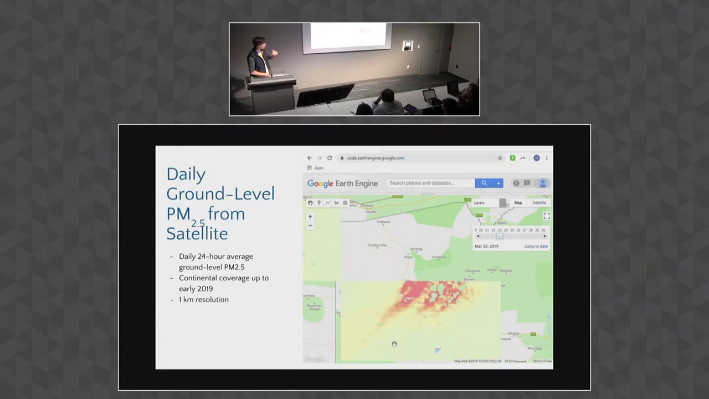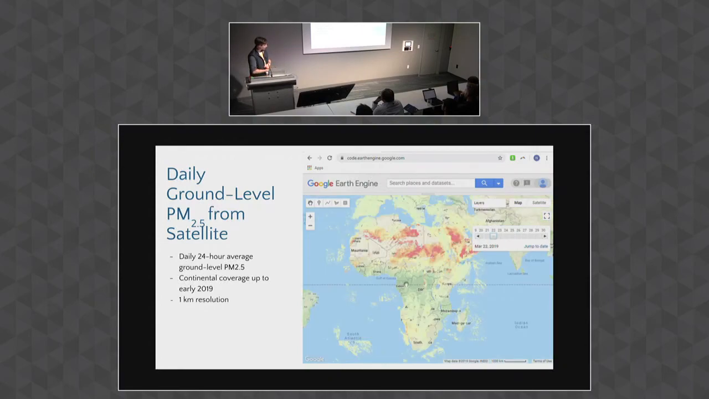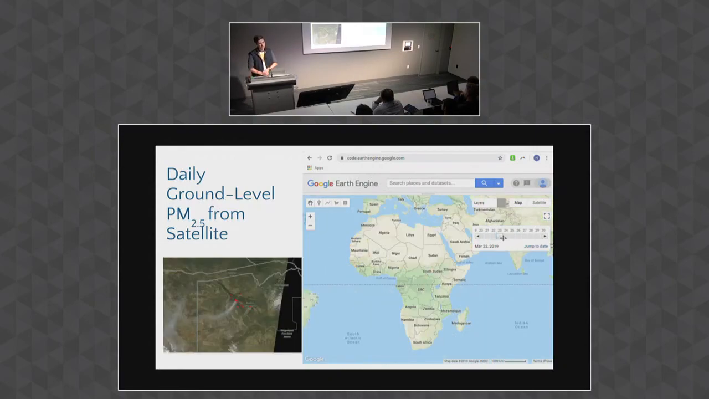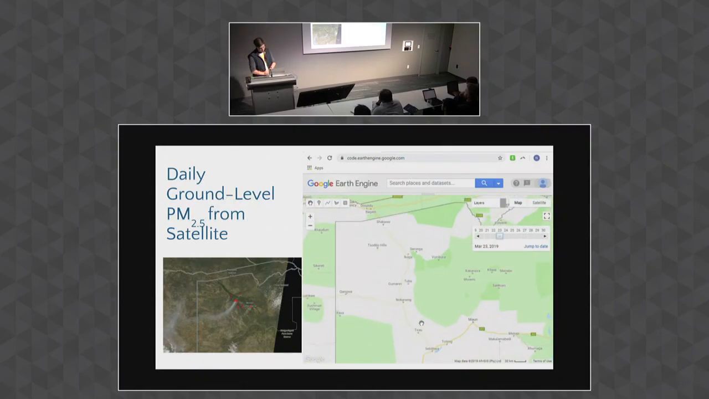We're able to go through and look at each day. This was a hotspot that showed up, and it looks like there's a plume there, and if you go into the visual imagery, you can see indeed there was a fire burning in that location at that time, and the smoke really shows up there. So this is a really exciting product.